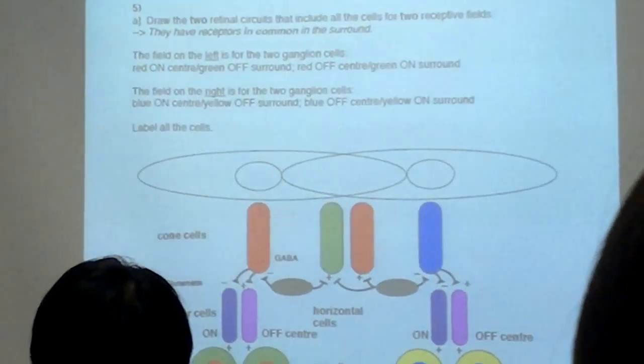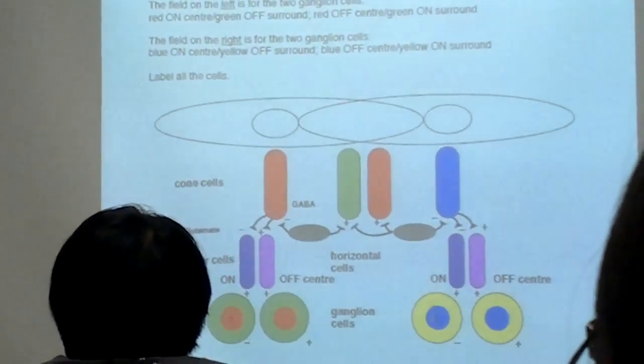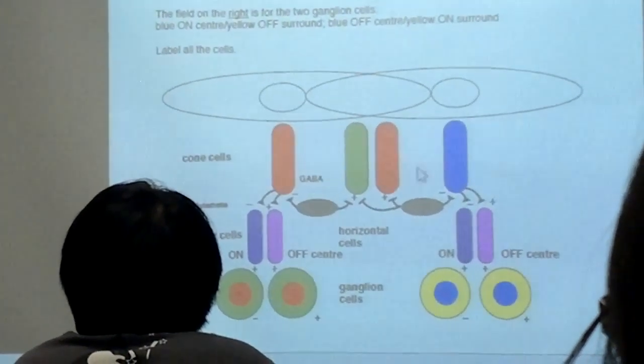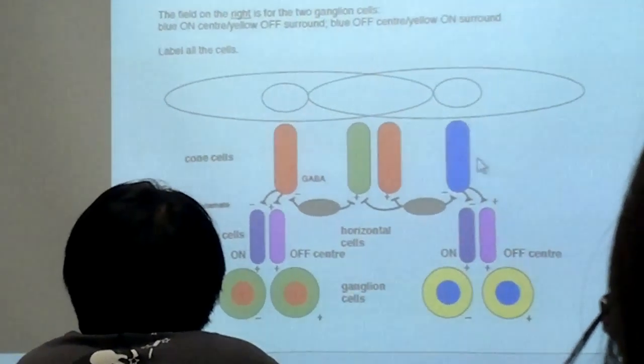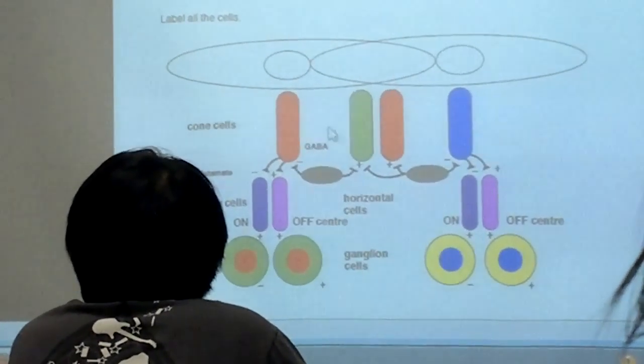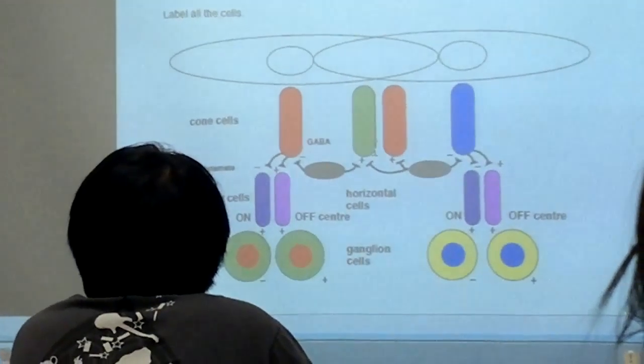In order to detect blue-yellow in this particular case, you need to combine a signal from red and green against blue. In order to detect red-green, you need to compare a signal from red to a signal from green.